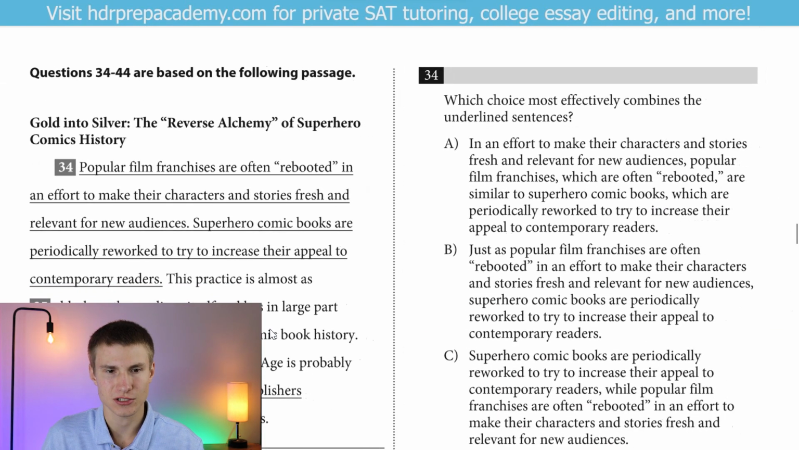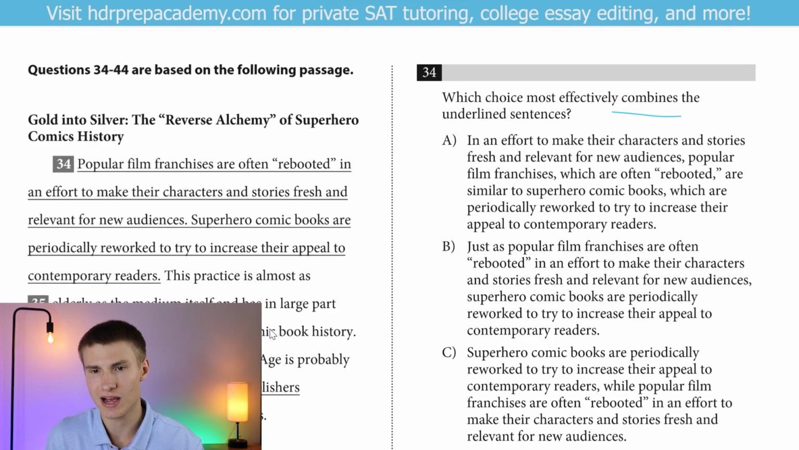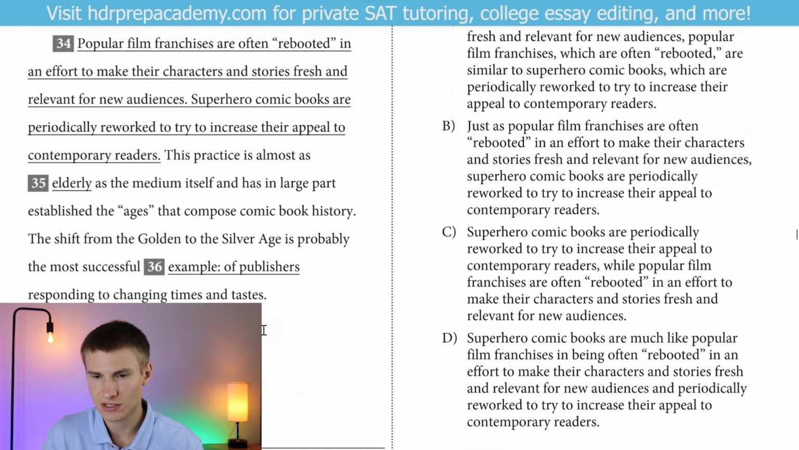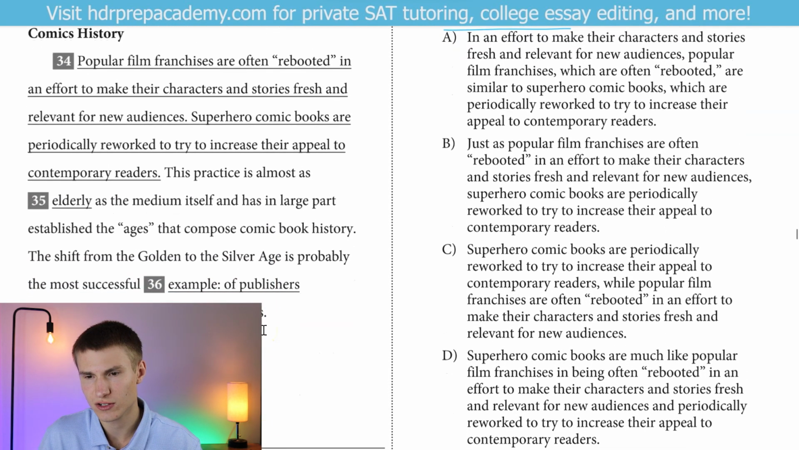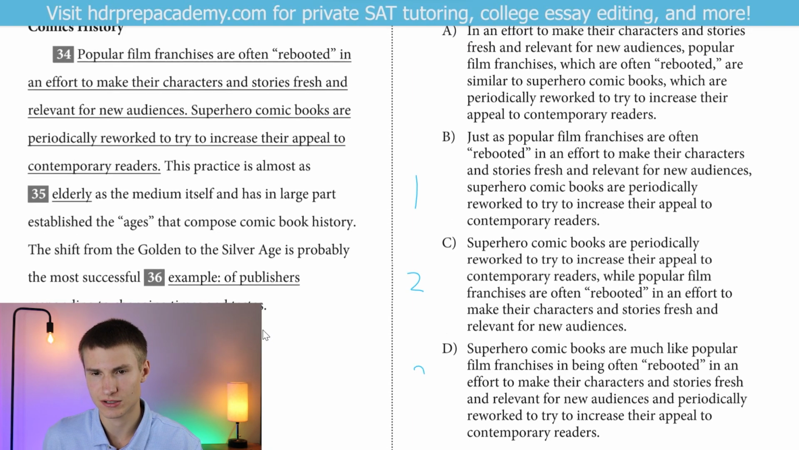Okay, moving on to the next passage. We've got "Gold into Silver: The Reverse Alchemy of Superhero Comic Books." We're asked right off the bat which choice effectively combines these underlined sentences. When answering a question like this, we start with the shortest answer choice first. All of these are roughly the same length, so this probably won't make a big difference as far as saving us time, but we can follow the strategy anyway. So we'll start with number one.